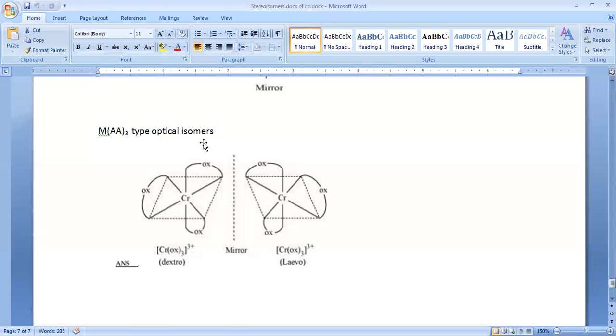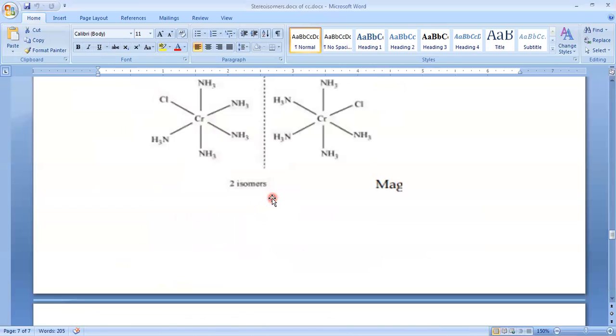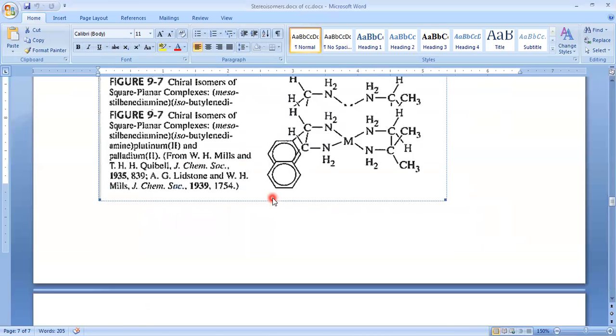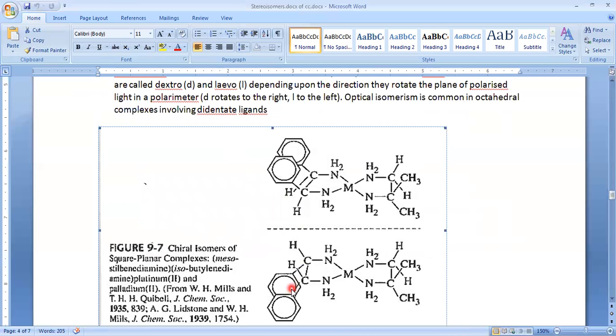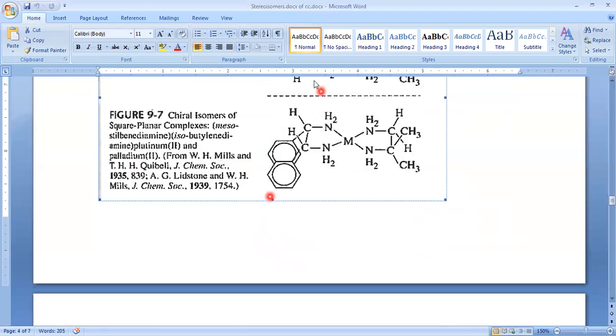But we have one exception, which we have just seen. A square planar compound can also exhibit optical isomerism. That optical isomerism arises due to the presence of a chiral carbon in the ligand. Okay, so this is about isomerism.